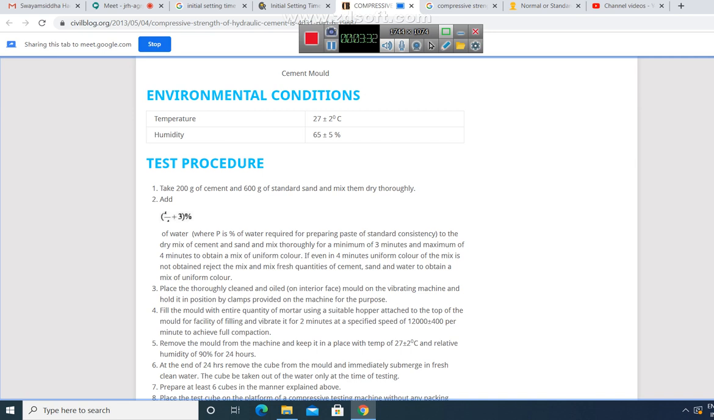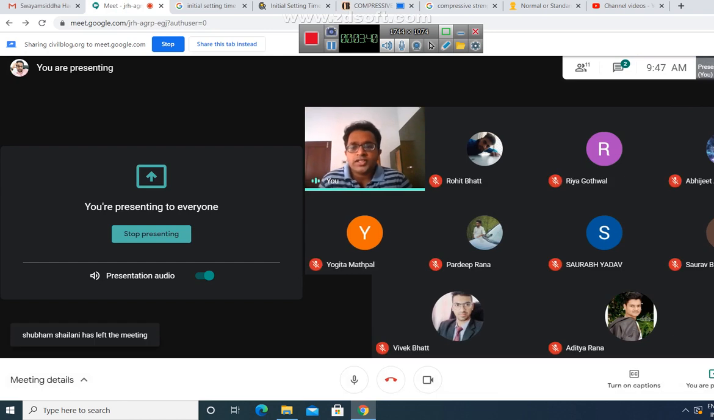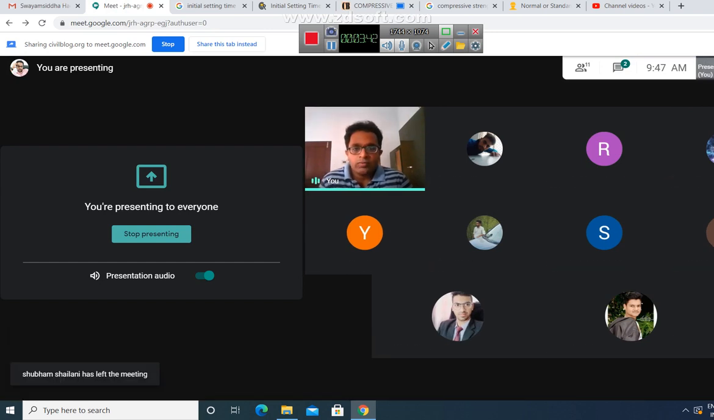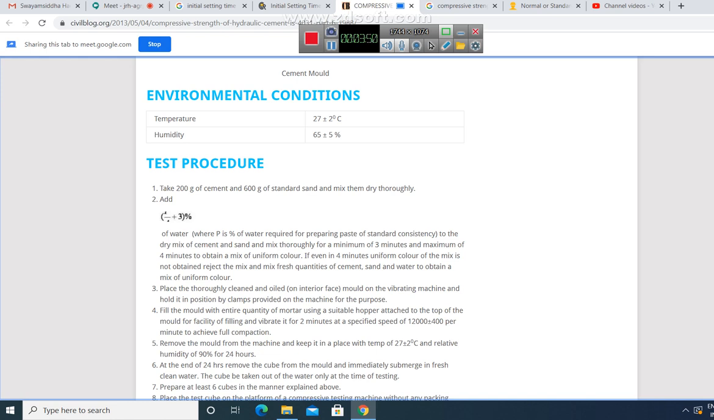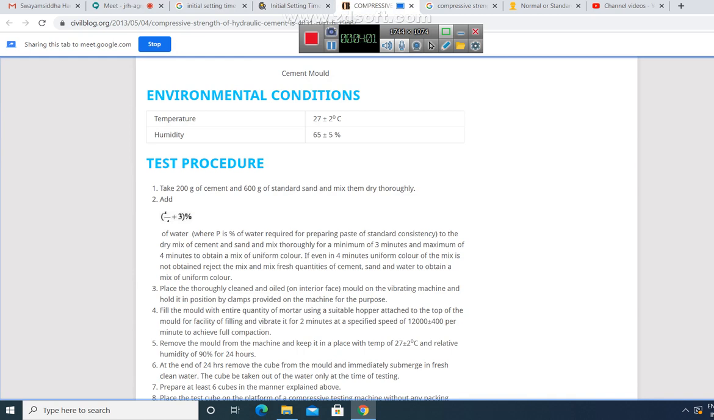Then you have to add water. What is the proportion of water to be added? P/4 plus 3% of water. You have to add water in the proportion of P/4 plus 3%. Now what is meant by P? P means the water content required for preparing a paste of standard consistency. Here you can see that P/4 plus 3% of water is needed, where P is the percentage of water required for preparing paste of standard consistency.